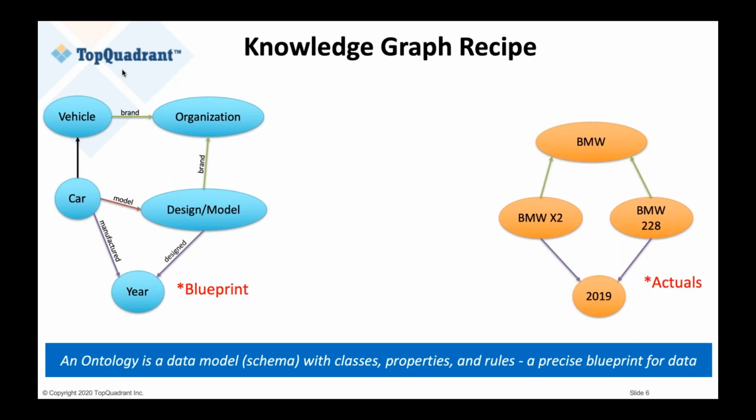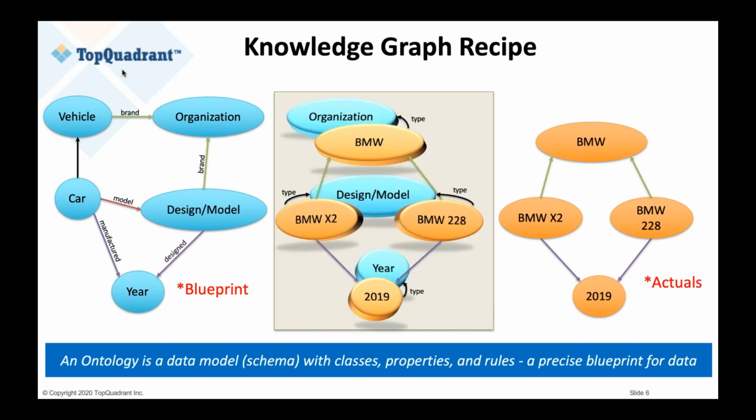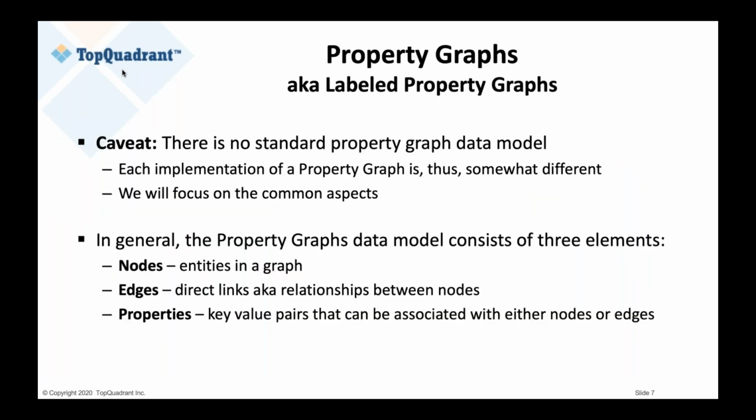So what you have on the left is kind of a blueprint for your graph. What you have on the right is the actual data part of the graph, and when they're put together, jointly they form a knowledge graph. So in other words, ontologies plus instance data, you get your knowledge graph. With that introduction, let me now move to property graphs and describe that data model.